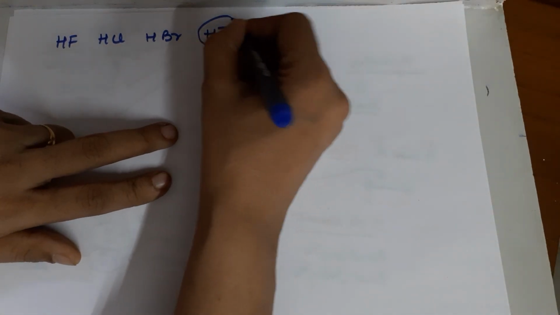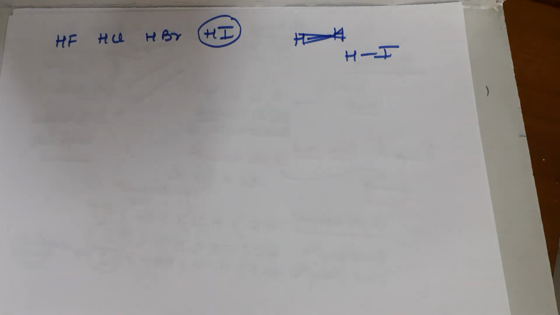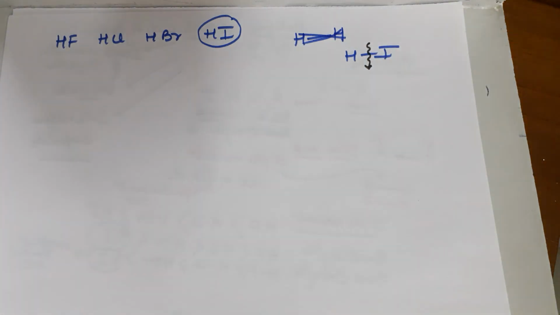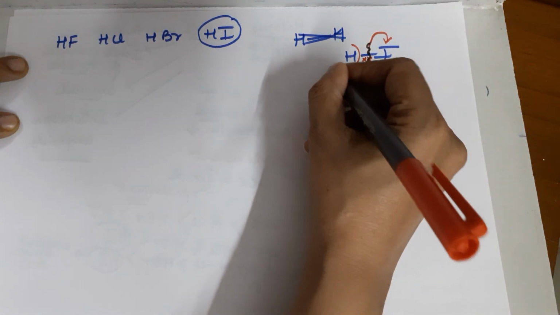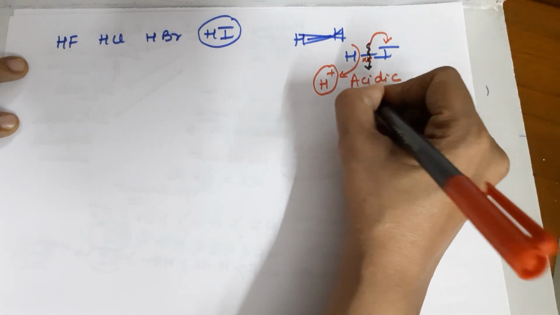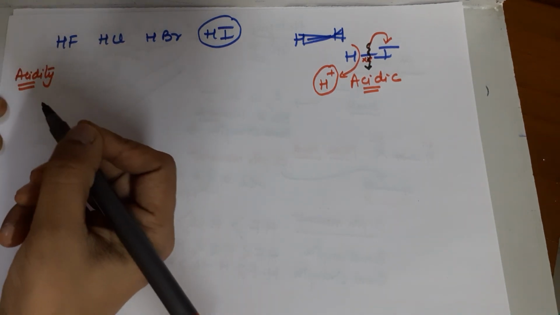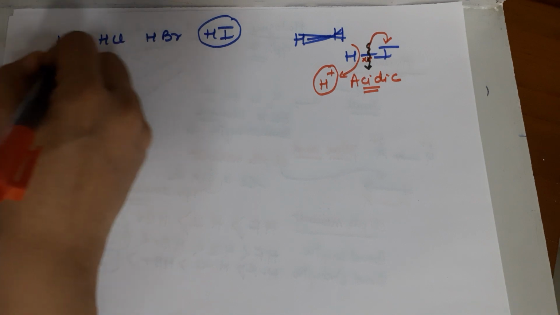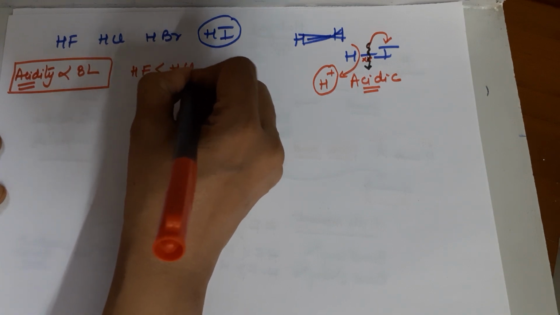As I just said that HI has the weakest of the bonds, since this bond is the weakest, it can be easily cleaved. And if it is cleaved, the shared pair of electrons will definitely move towards iodine and your H positive would be liberated. Hence, hydrides become acidic in nature. So, if you are asked about the acidity, it is the bond length which is important, and acidity is directly proportional to bond length, because the weaker the bond, the easier the liberation of H positive.